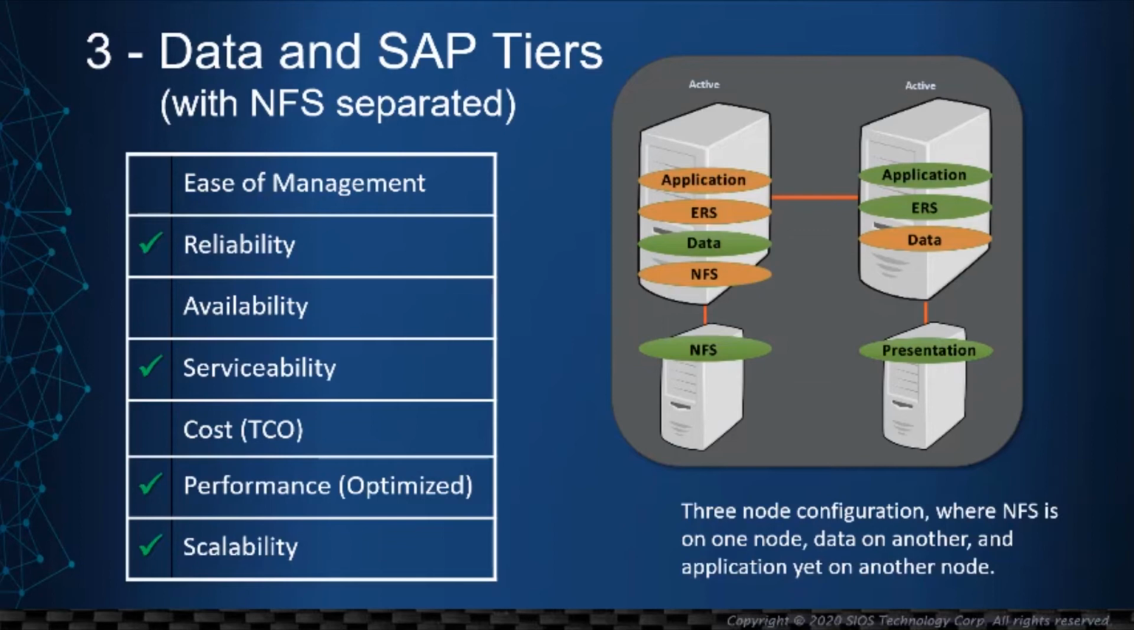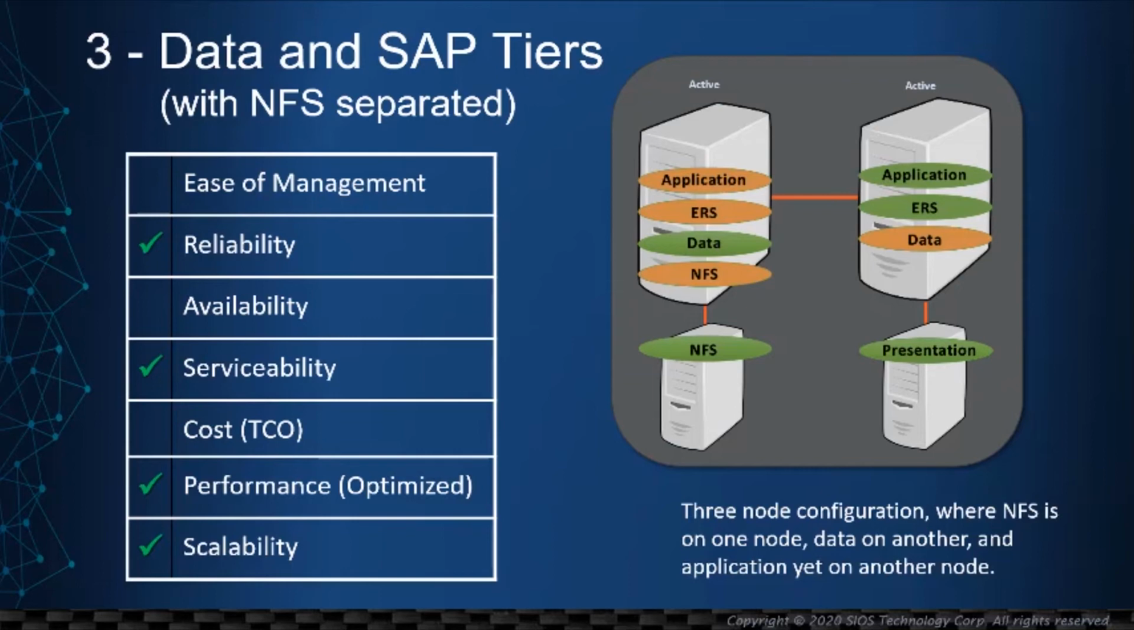In scenario 3, we have another data and SAP tier configuration. However, on this occasion, we have now separated out NFS to a separate node. This three-node configuration, ignoring the presentation node for the time being, allows us to provide some additional resiliency and scalability for NFS. NFS is actively running on Node 3 and is using Node 1 as a backup.